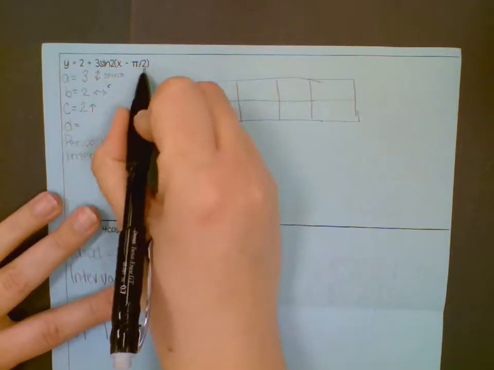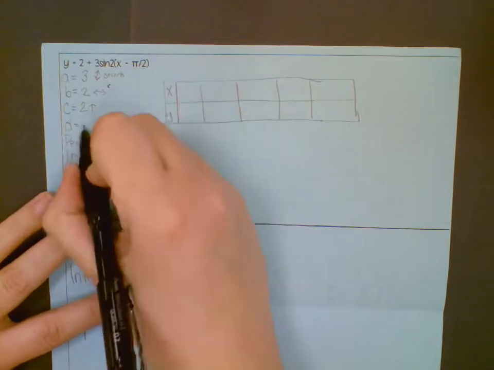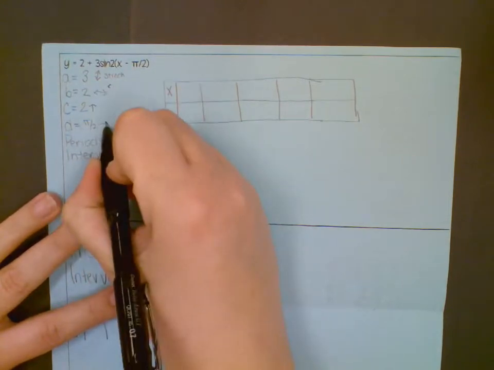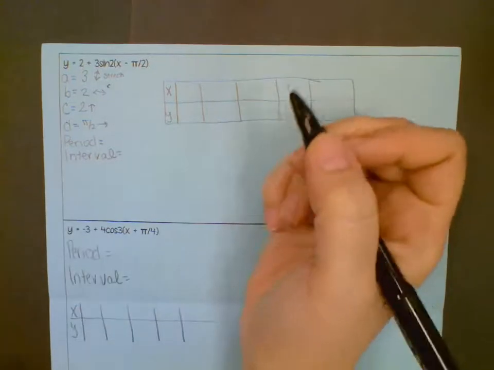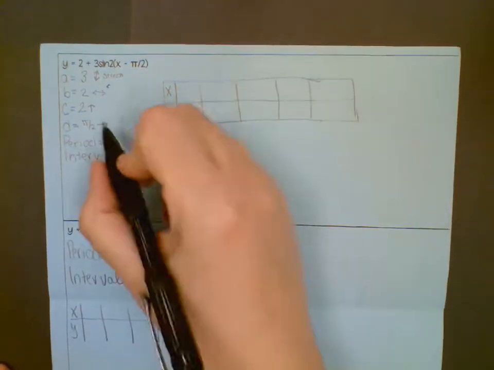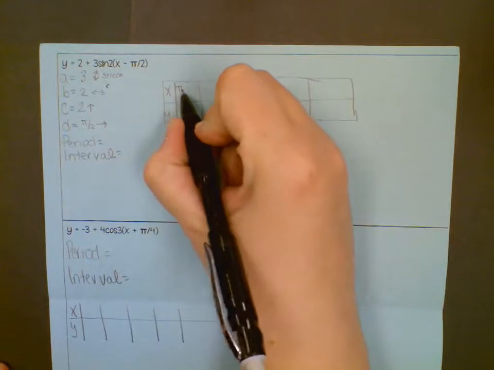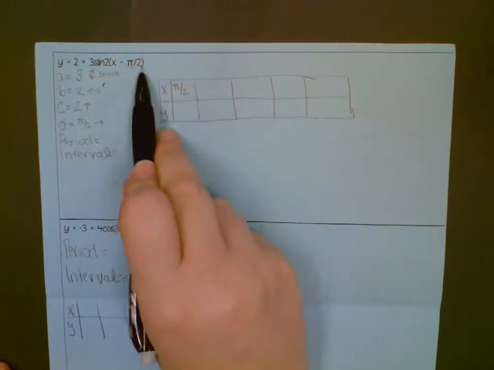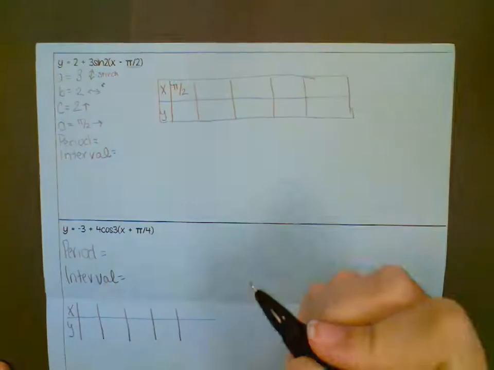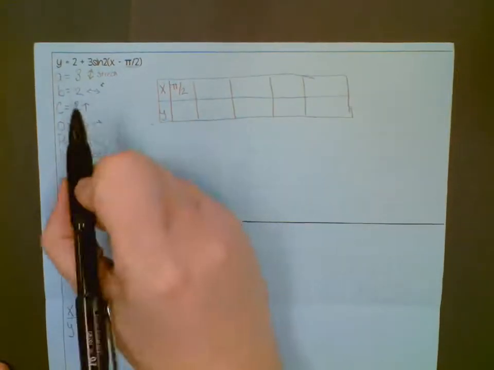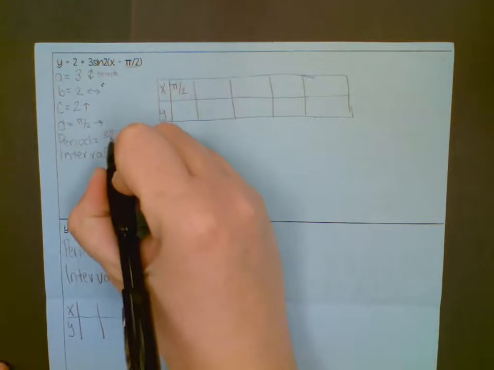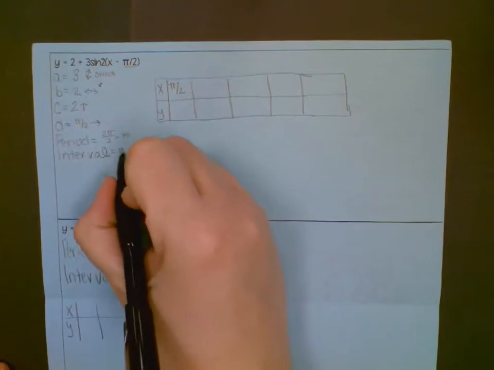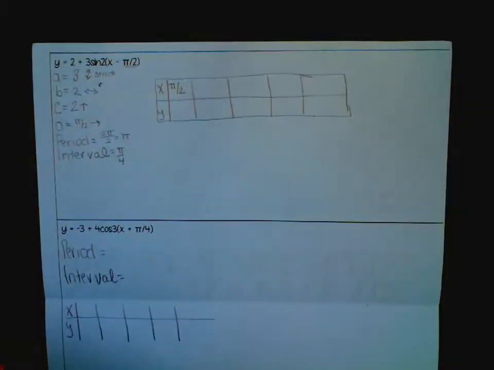D is our horizontal shift. Remember, it's opposite of the sign, so pi over 2. So that means we're going to move our graph to the right, pi over 2. And like I said on the front with the steps, that's going to be your first x number, because that's where our graph is starting. We're moving our starting point from 0 to pi over 2, so our initial value is your D. To find our period, we did just like we did before, 2 pi over b. So our period is pi, and then to find our interval, we divide that by 4. So we get pi over 4.